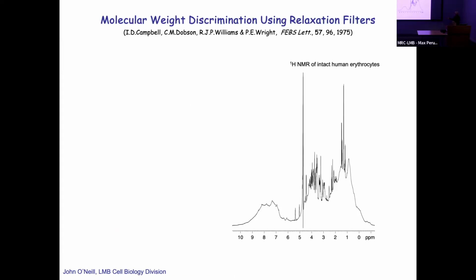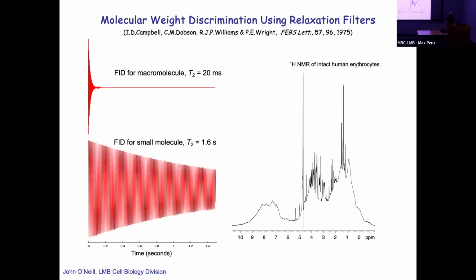This is an NMR spectrum of an intact erythrocyte, human red blood cell. And we see the evidence of broad signals there from macromolecules. There's a broad hump underneath these signals as well. Could it be really so simple that if we delayed the start of acquisition of data so that we didn't acquire any data in the first few milliseconds, we would lose virtually all of the signal from the macromolecules, and we would lose almost nothing from the small molecules? Well, it is that simple.